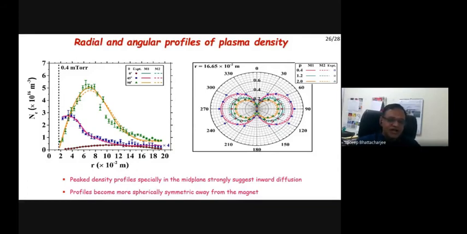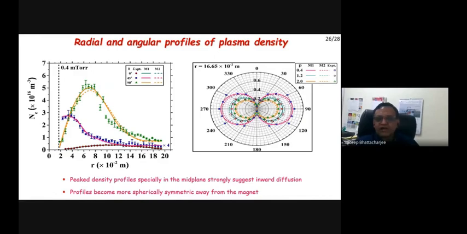So this is the density profile. You can see on the y-axis is the density, and the x-axis is my radial distance. M1 is shown by model 1 with the solid lines, and M2 by model 2. Remember, there are two models, and the experimental results are shown by the solid circles, squares and triangles. These are for different angles, 0 degree, 45 degree, 90 degree, at 0.4 millitorr pressure. One can see a beautiful agreement. Also, the most important point I have written here: the peak density profiles, especially in the mid plane, strongly suggest inward diffusion. So the inward diffusion is a natural outcome of the solution of the diffusion equation.